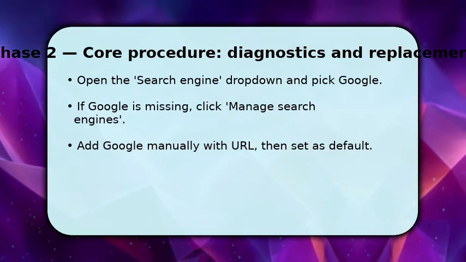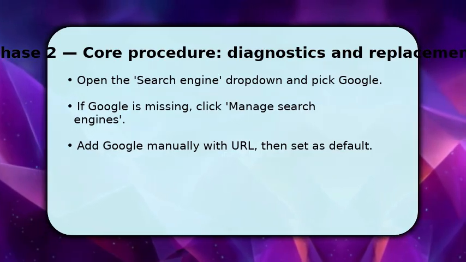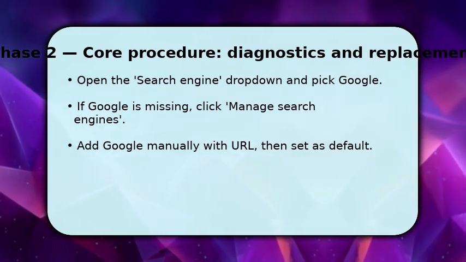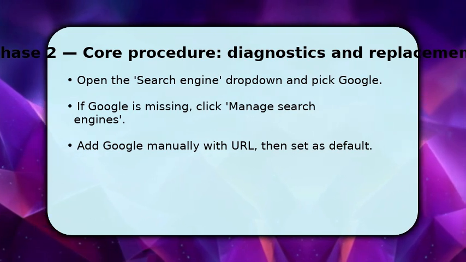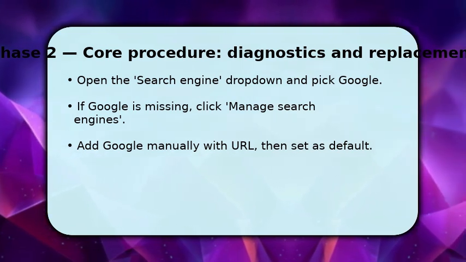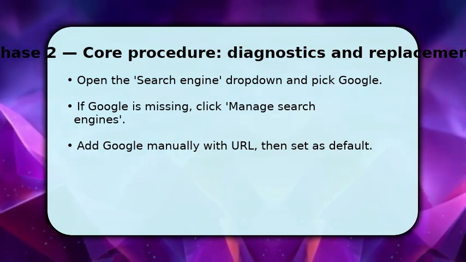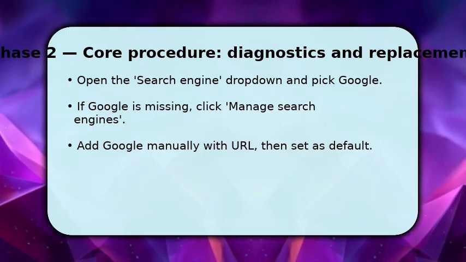You'll notice the Omnibox now queries Google. This explains why we add the URL pattern. Chrome needs it to send searches correctly. Finish by restarting Chrome and testing the Omnibox with a quick search. You should see Google results immediately.